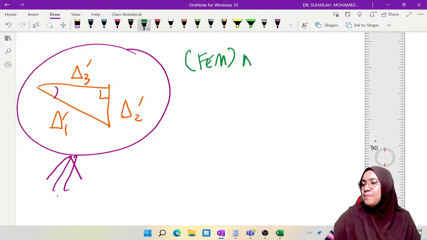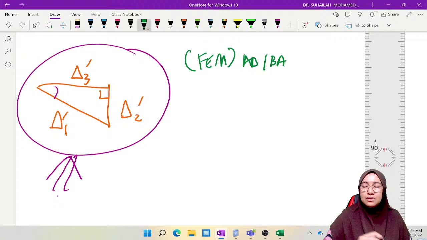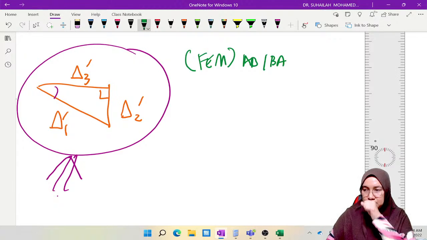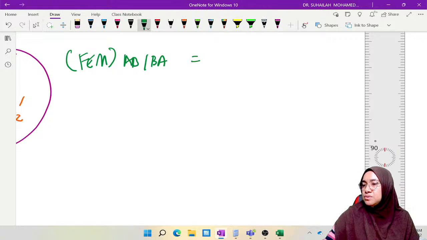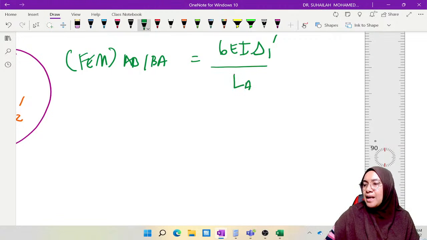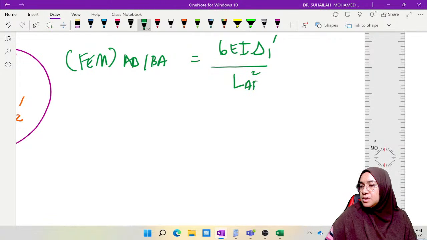FEM AB, BA. And for FEM AB, BA, we use 6EI delta 1 prime, because it is for member AB, divide by LAB squared. This is B.